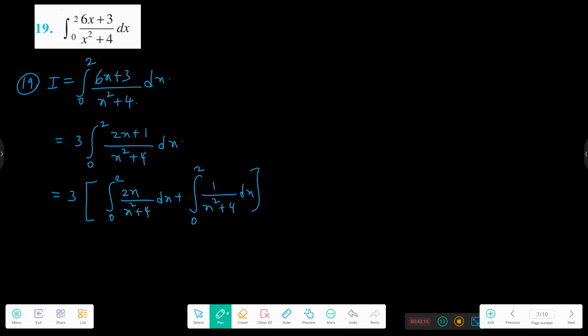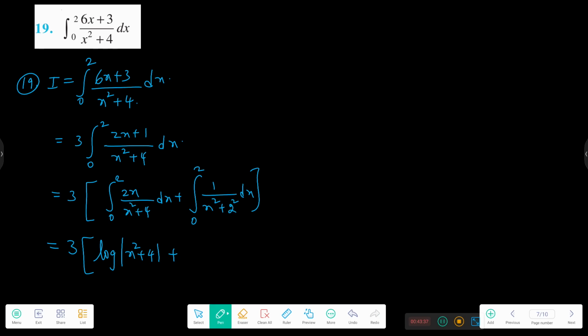Now when you differentiate the denominator, I am getting the numerator. So I can write log of denominator. So 3 into log of denominator, that is x square plus 4, plus, and this is directly what? This is like 4, you can write 2 square.